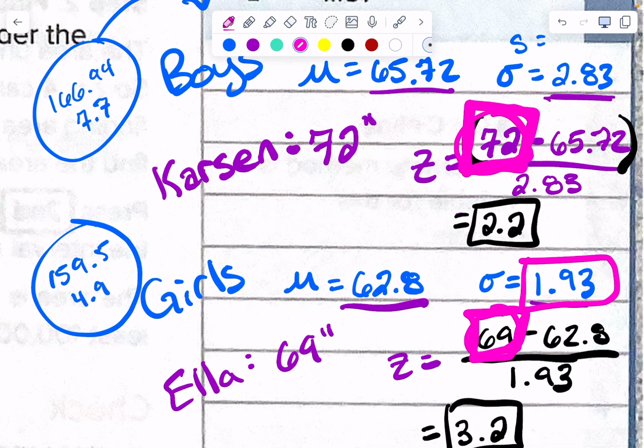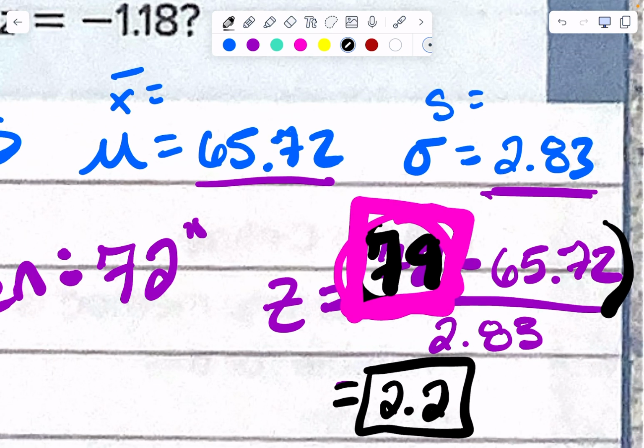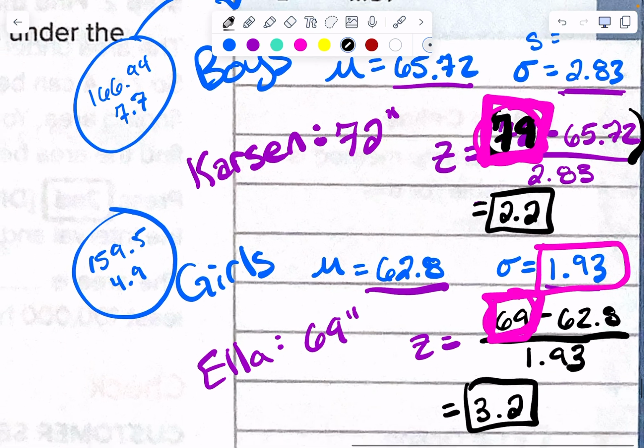Okay, Simon, how tall are you? You're 6'7". How many inches is 6'7"? 79 inches. Simon, calculate this: 79 minus 65.72 over 2.83. 1.83. You're 1.83?